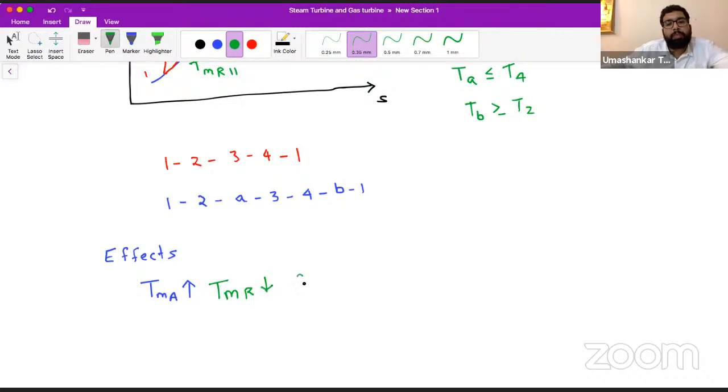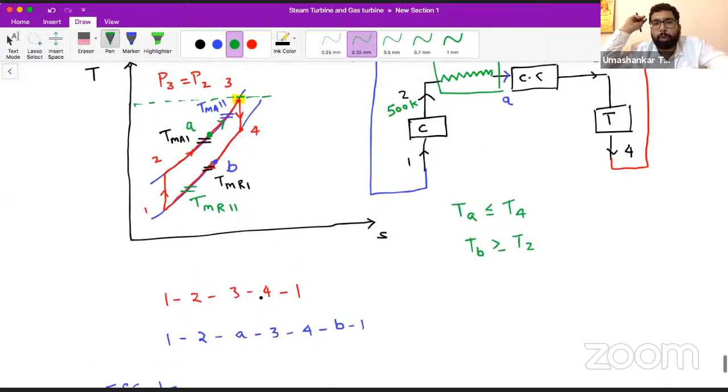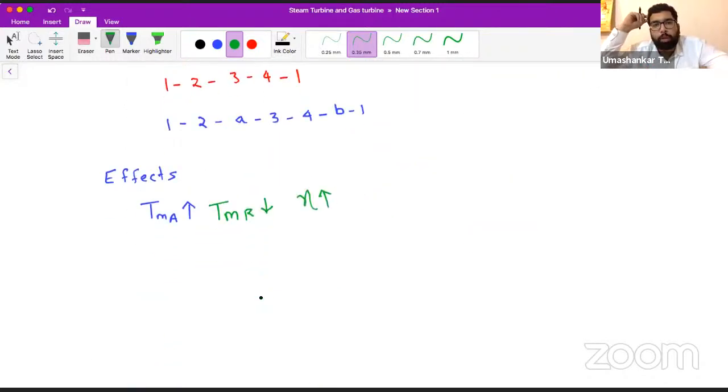What we have established is that whenever mean temperature of heat addition increases, mean temperature of heat rejection decreases, so our efficiency can increase without changing the pressure ratio. Got my point or not? Say yes or no.